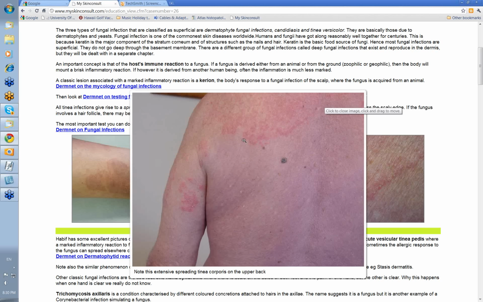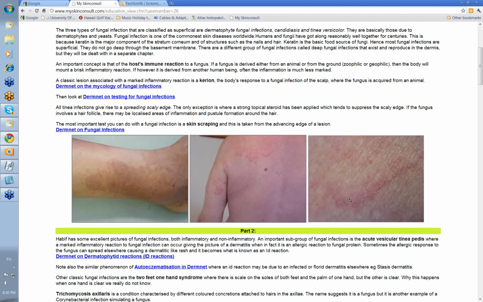That's the edge there. There's another bit extending down here, and this was a very extensive one on a man's back, and it was extensive because he had had topical steroids applied to it, and that was suppressing the immune reaction, allowing the fungus to grow. If you look carefully, you can probably see little pustules there. In point of fact, it's more visible.